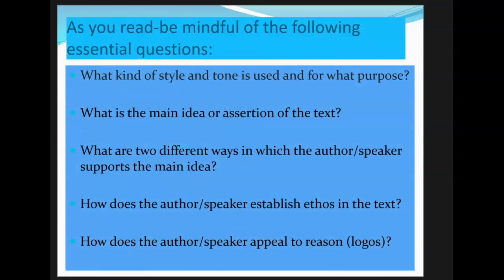As you read, be mindful of the following essential questions. What kind of style and tone is used and for what purpose by the author? What is the main idea or the assertion of the text? What are two different ways in which the author or speaker supports the main idea? How does the author or speaker establish ethos in the text? And how does the author or speaker appeal to reason?